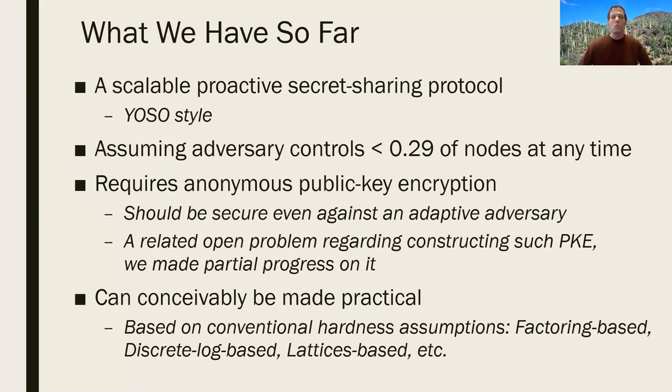Okay, so what do we have so far? We got this scalable proactive secret sharing protocol, which is YOSO style. This protocol is secure under the assumption that this mobile adversary controls less than 0.29 of the nodes at any given time. In terms of the cryptographic techniques that we use, well, we need anonymous public key encryption. And actually we need both secrecy and anonymity to be maintained under an adaptive adversary. And there is a related open problem regarding constructing public key encryptions that remain anonymous under adaptive adversary, under selective openings. And in the TCC paper we had some partial progress towards resolving that, but there's still an open problem there, which is interesting because in this respect, the secrecy and the anonymity properties of the public encryption behave very differently.